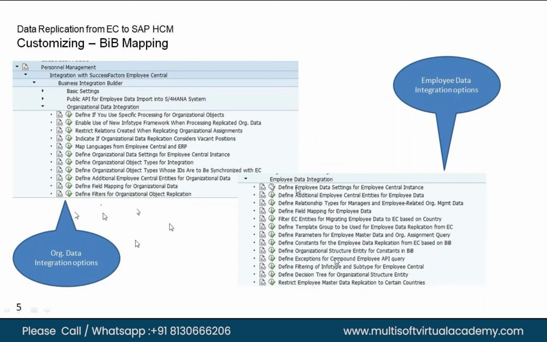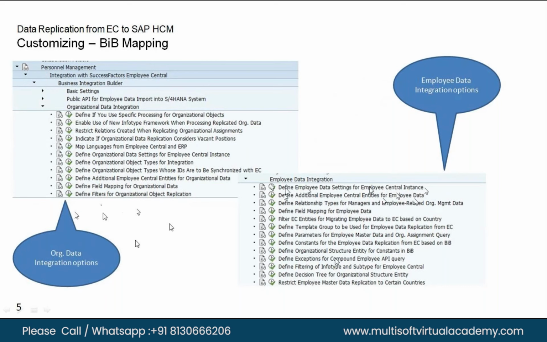Coming to employee data integration, here we define employee data settings for the Employee Central instance. In the initial discussion, I told you that we need to create an Employee Central instance. It is like one ID where we will move on to the consequent steps: mapping to the template groups, and under the template groups we have templates. Under the templates we have different mappings, conversion rules, and value mappings. So this is the main first step.